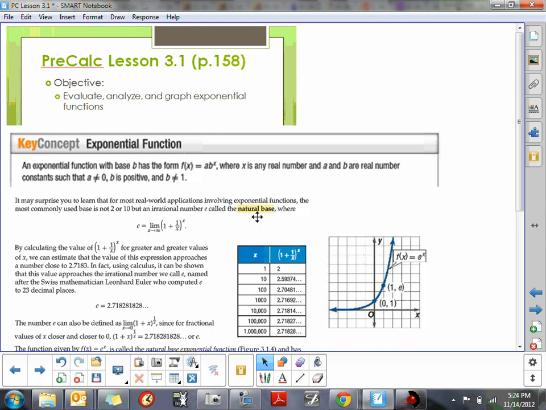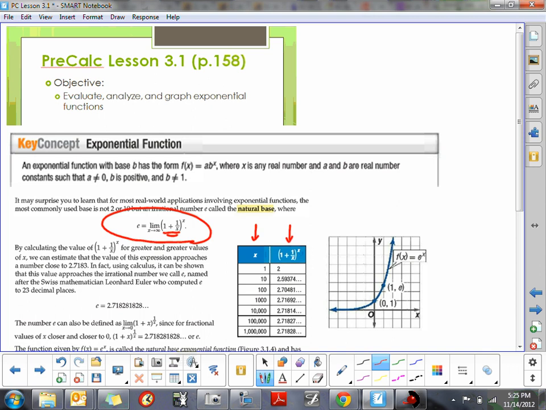Now, e is defined to be the limit as x approaches infinity of this expression, 1 plus 1 over x, raised to the x. So what they do in this reading here is they show you what happens as you let x get bigger and bigger, what happens to the value of this expression. This value of the expression gets closer and closer to a specific value. The specific value in more precise measure is 2.71828 1828. It continues on forever without repeating and without termination.